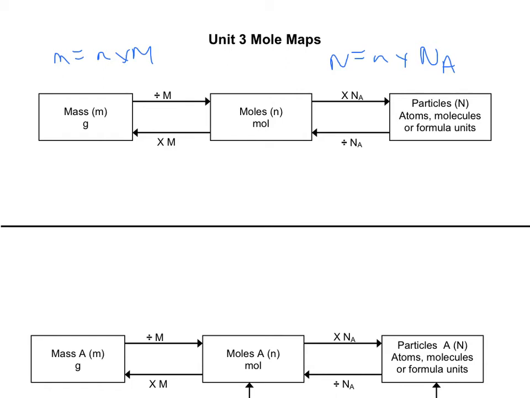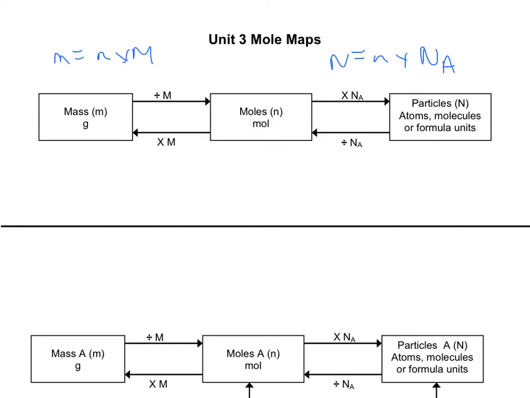For example, if I want to figure out the number of particles a sample has, big N, I would take the moles, little n, and times it by Avogadro's number. Or if I want to do the reverse and have particles and want moles, I would divide by Avogadro's number. The same thing is shown for the mass conversion. If I want to determine the mass of a sample, I take the moles in my sample and times by the molar mass. Or I can take the mass in grams divided by the molar mass of the chemical to determine how many moles it has.